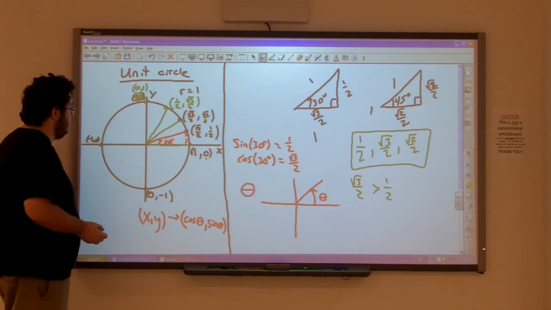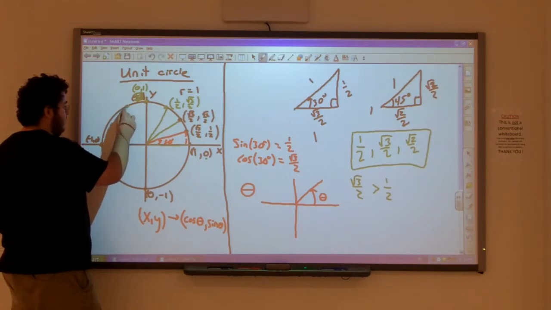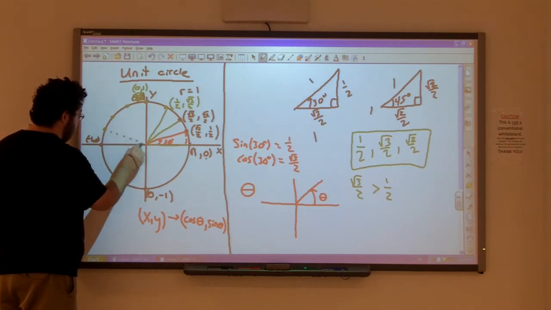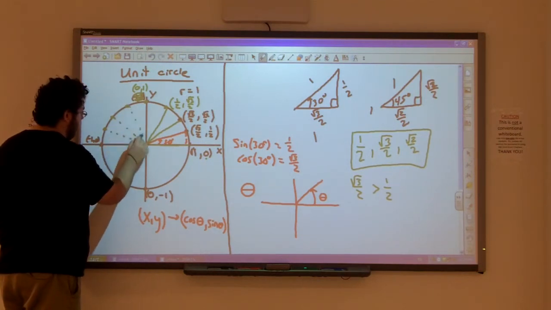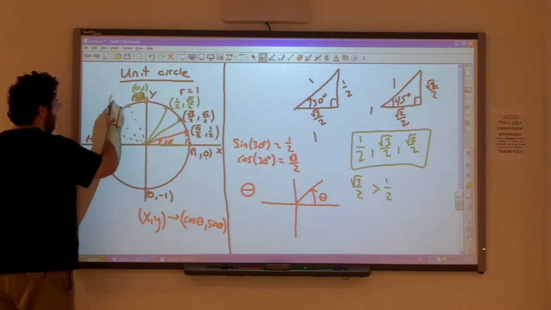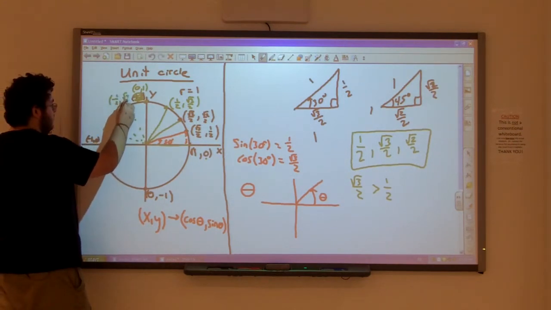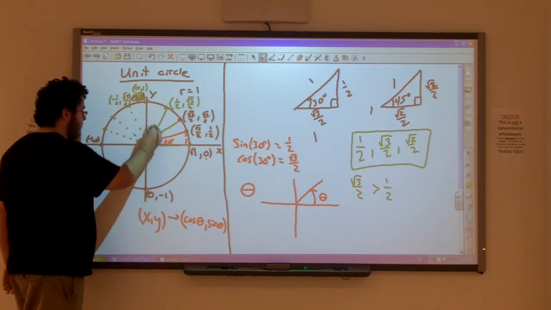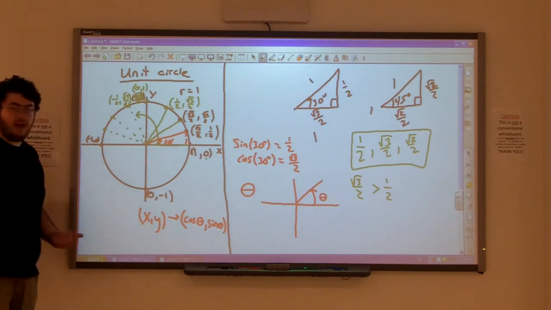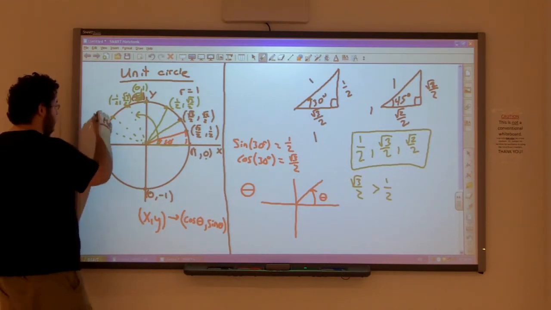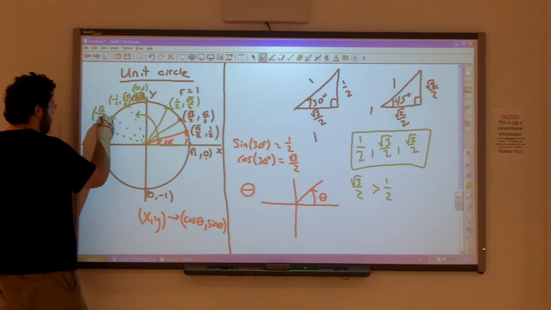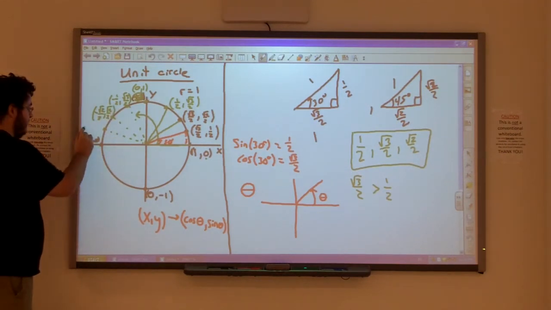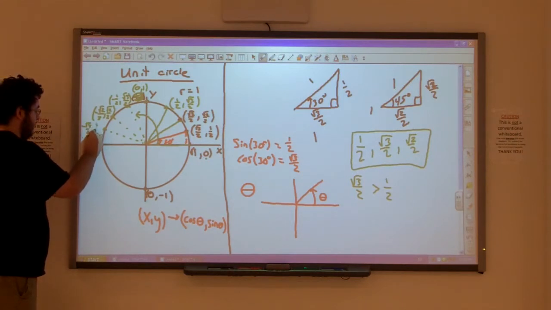So this works for any angle. We can keep on extending it. If we go here, here, here, it doesn't matter. We can still just use the coordinate points. Well, this point is going to be -1/2, square root of 3 over 2. So we know the cosine of this angle is -1/2 because that's its x value. This is going to be negative square root of 2 over 2, square root of 2 over 2. So we can find the sine and cosine there. Same thing here, negative square root of 3 over 2, 1/2.